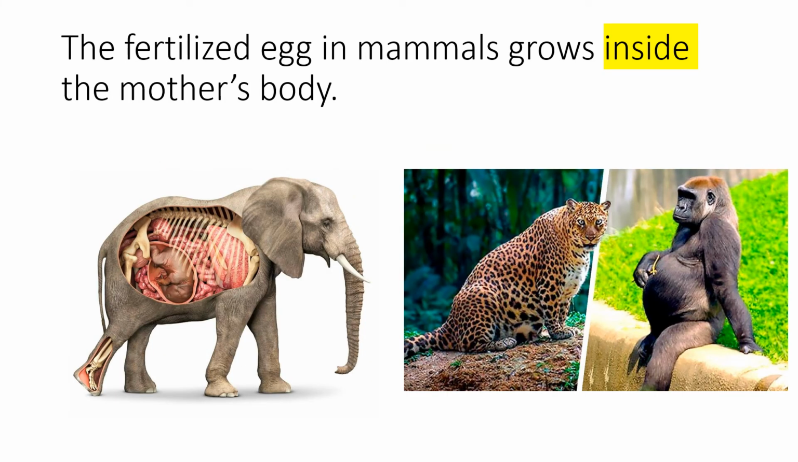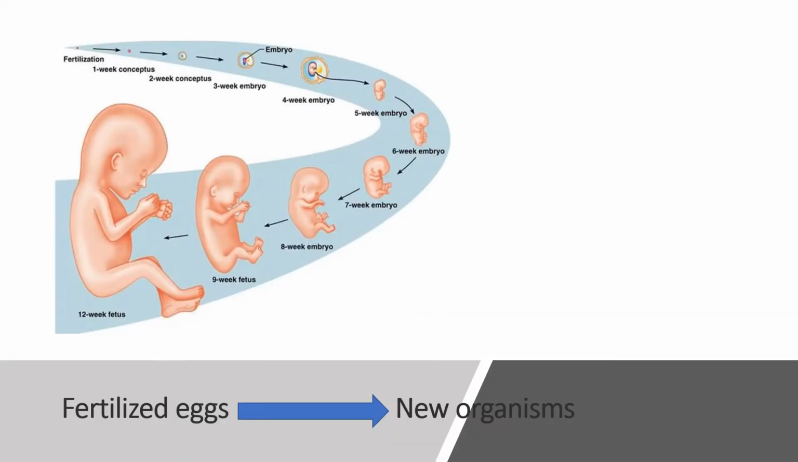So as we just said, the fertilized egg in mammals grows inside the mother's body, and that's why mammals get pregnant, because they have a fertilized egg growing inside of them. So the fertilized egg, of course, is going to grow into a new organism. In humans, as you know, this can take about 40 weeks or 9 months for the fertilized egg to form a new organism.